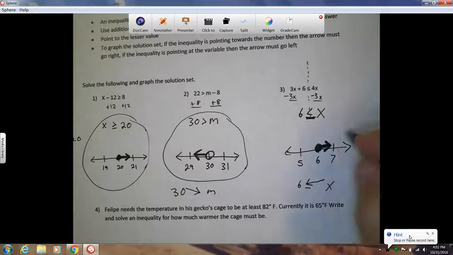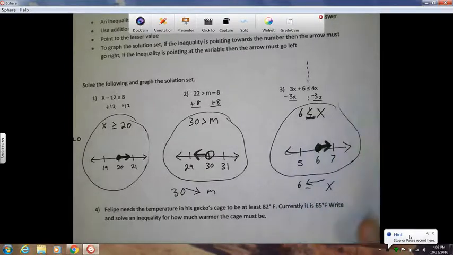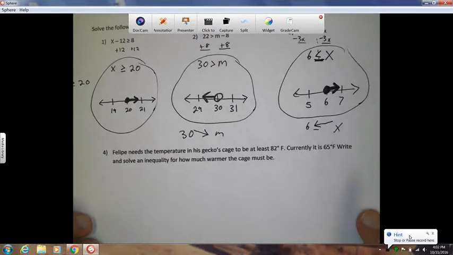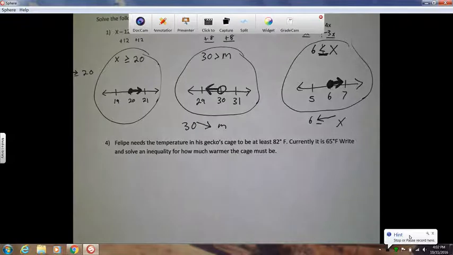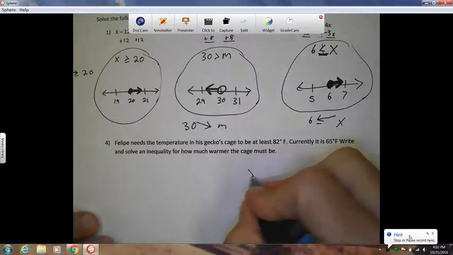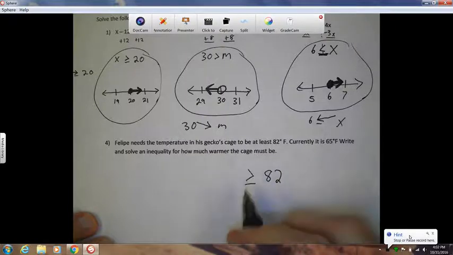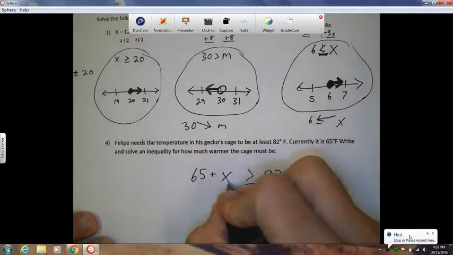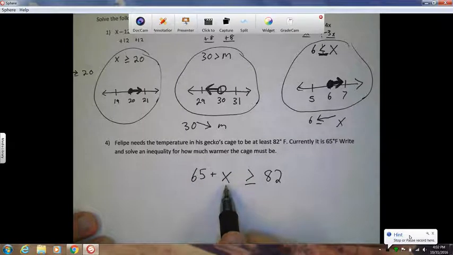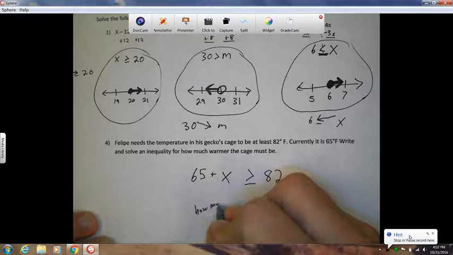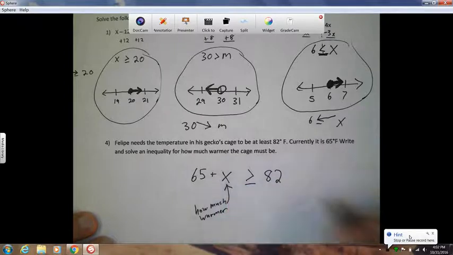And the last one. I'm not going to graph this last one, I'm just going to set it up for you. You have a word problem. He needs the temperature in the gecko's cage to be at least 82 degrees Fahrenheit. This is when you need to memorize one of those things: at least 82 degrees. Currently it's 65. So 65 plus how much warmer it needs to get is at least 82. Then you can solve that to figure out how much warmer.